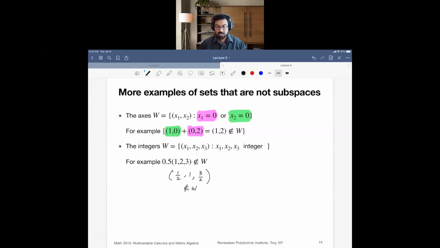So integers are not a subspace, axes are not a subspace, planes that do not contain the origin are not a subspace. We had some examples that were subspaces, for example, the zero vector, the origin, all of R to the n, and all the lines and planes that contain the origin. So there were some examples that were subspaces, and some that are not. Okay, let's continue here.